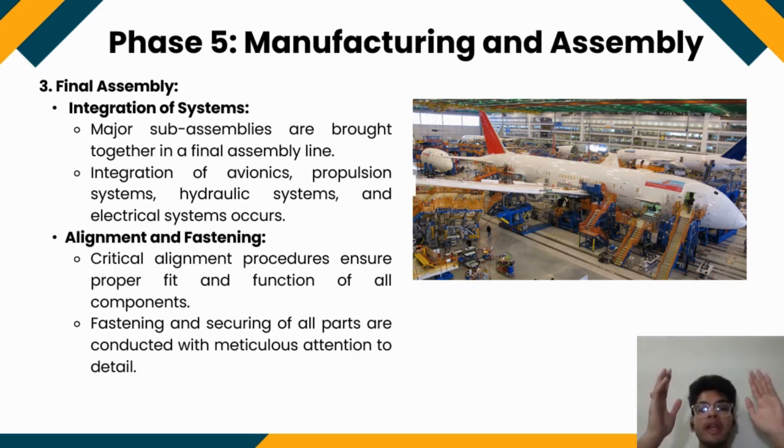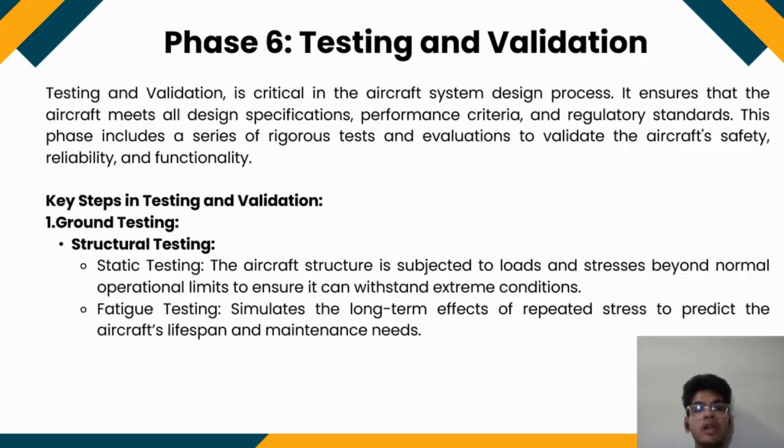Further, alignment and fastening are critical aspects of final assembly. Proper alignment ensures that the aircraft's components fit together perfectly, which is essential for aerodynamics and structural integrity. Fastening techniques as well are used to secure all parts, ensuring that they remain in place under operational conditions and extreme stresses.